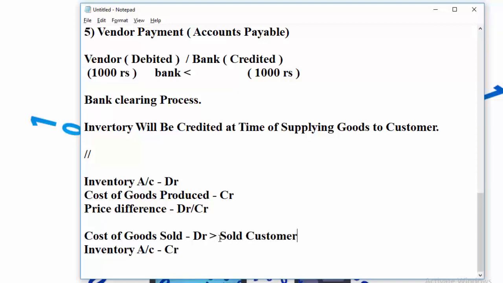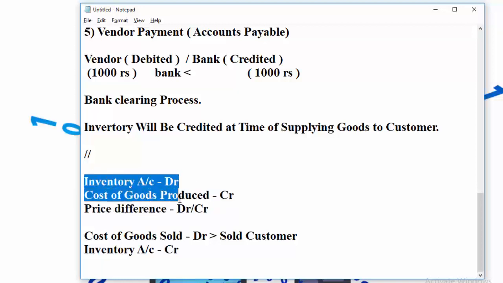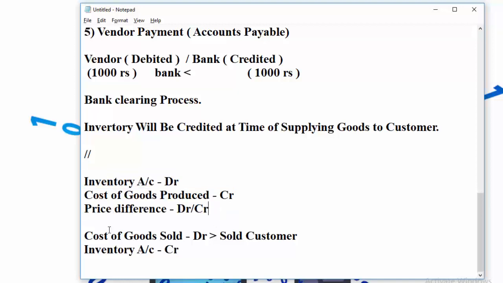So you have procured some goods and you have produced some goods. Again, when you are going to have cost of goods produced, your inventory will be debited while cost of goods produced will be credited, and the price difference can be a debit or credit entry. This is again an accounting entry which will happen as part of a transaction.